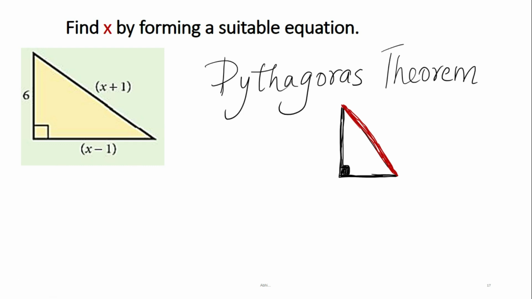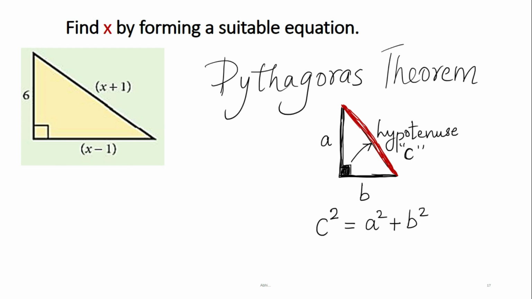As you know, the hypotenuse, which is the longest side of the right angle triangle, is always opposite to the 90 degree. So if you take the length of the hypotenuse as C, keeping the other two sides as A and B, the longest side C squared is going to be equal to A squared plus B squared. So this is the theorem that's going to help you create an equation using the given data in the figure.